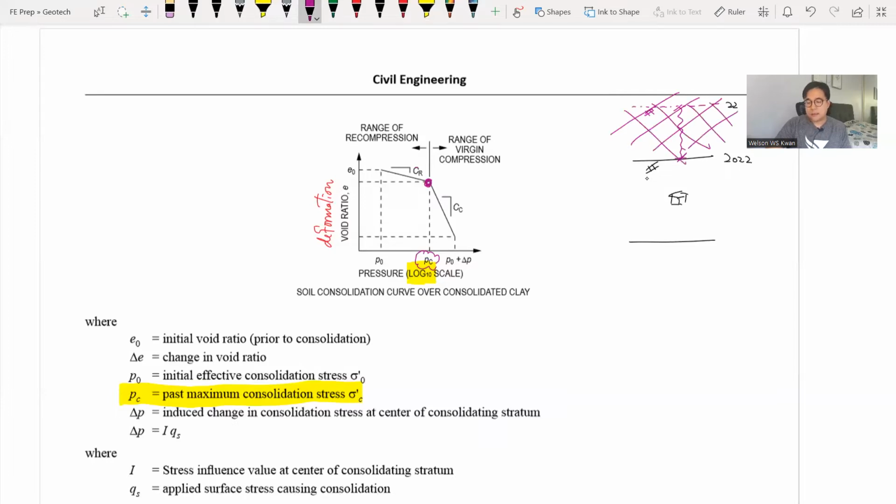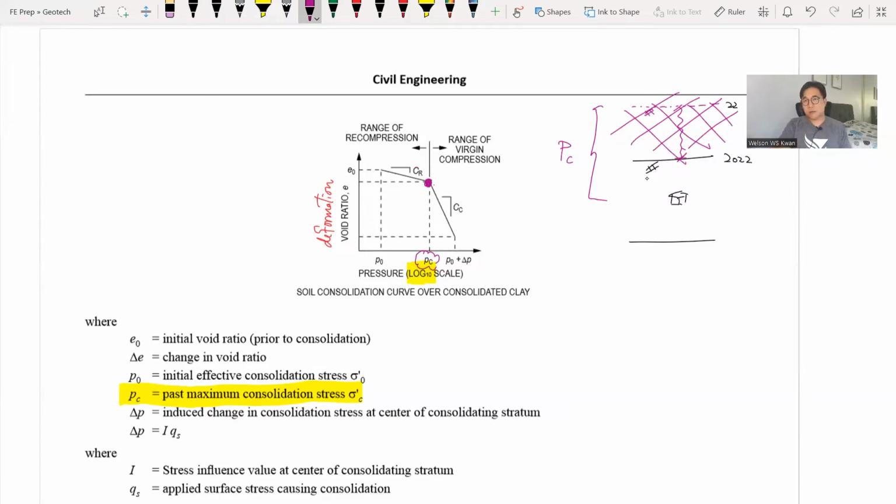But what the soil remembers is the stress that used to be acting on top of it. And this, what you remember, the stress that used to be on top of it, can be recovered from the engineering plot here, which is this point. This point C represents the stress level, the maximum past pressure in the past.